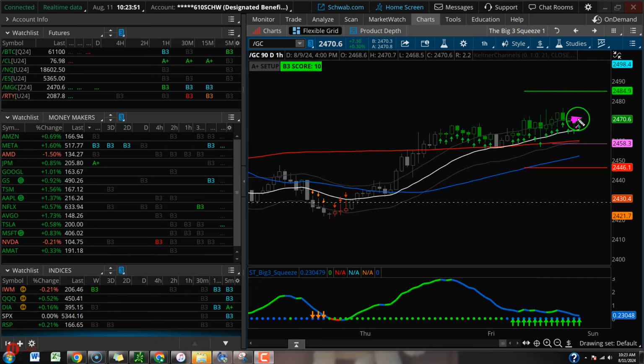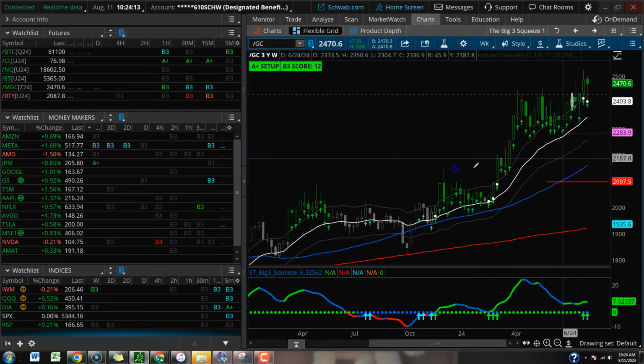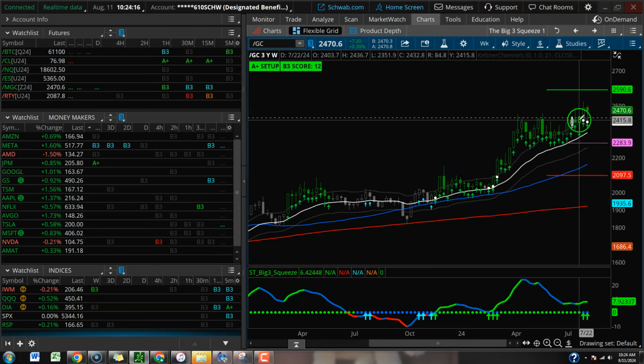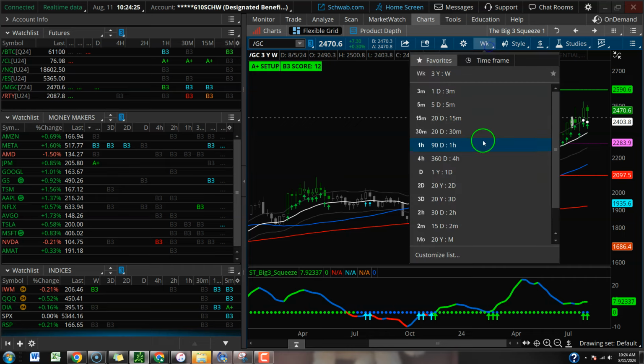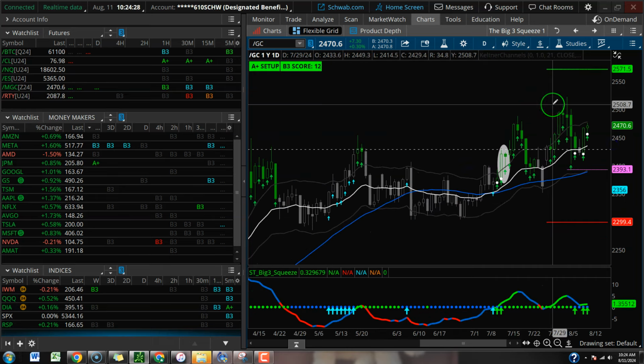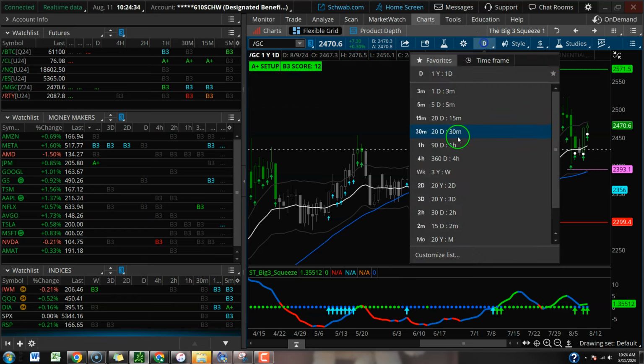Jump in around 2470. I would cut my long in a break of the hourly 200. Buy it at 2470. On a break below 2450-ish, I'm probably going to cut bait. I'll take on about $20 of risk, we'll call it, in exchange for what? Well, if they can fire the weekly squeeze, I think that can take us upwards of 2,600. I like the numbers there. If I do jump into a long here in the futures tonight, I shall let you know.